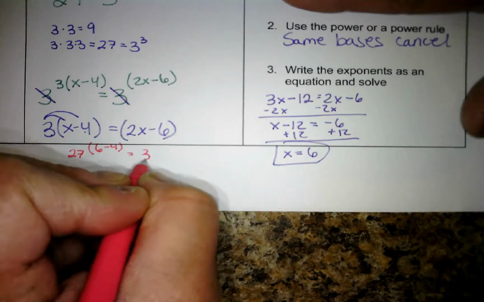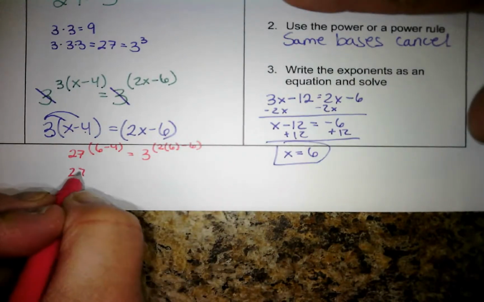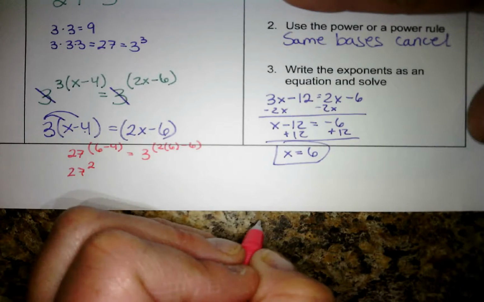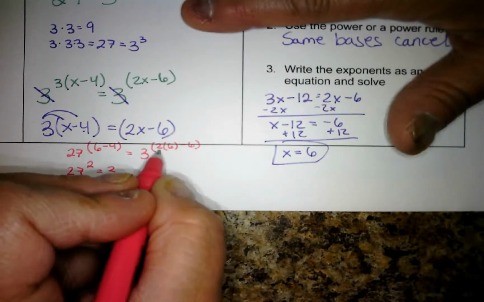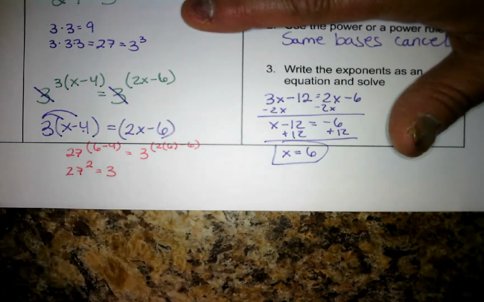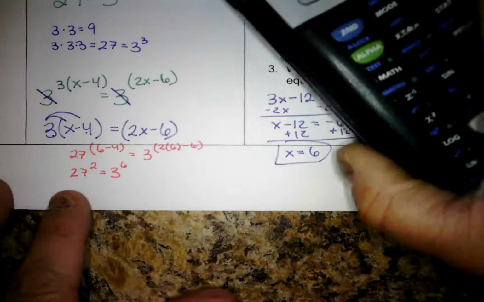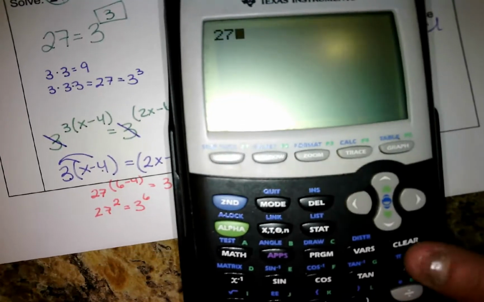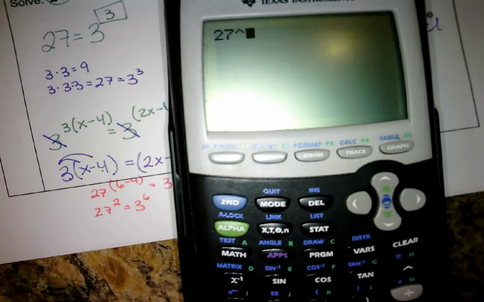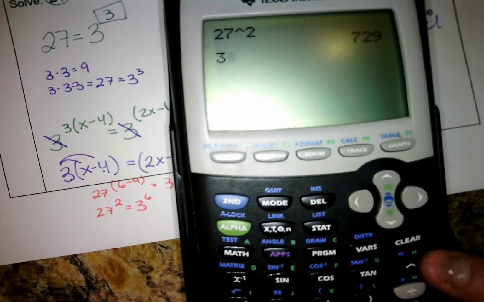27 to the 6 minus 4 is 2nd power, so that's 27 squared, equals 3 to the 2 times 6, which is 12, minus 6, is the 6th power. And if we go ahead and get our calculator out, I'm going to show you that these match. So 27, I use my calculator. If I'm not just squaring a number, I have to use this little caret symbol. 27 to the 2nd is 729. And now let's do 3 to the 6th power, and I get 729. So I can check my work just like I can when I'm solving regularly.